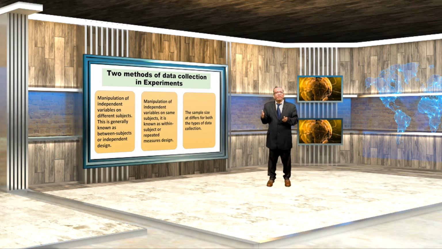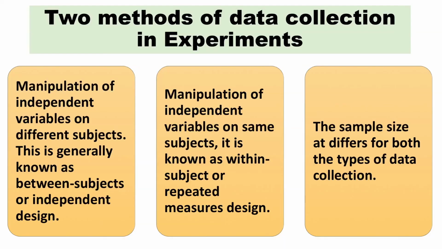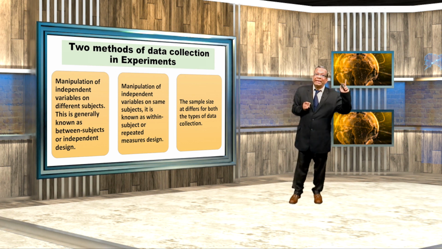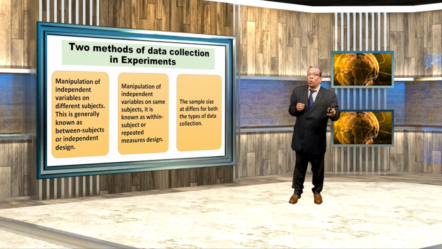Manipulation of the independent variable on the same subjects, 1, 2, 3, is known as within-subject or repeated measures design. The sample size differs for both types of data collection. Therefore, we have to understand whether it is an independent design or a repeated measures design. Then, what kind of sample size we have to use?